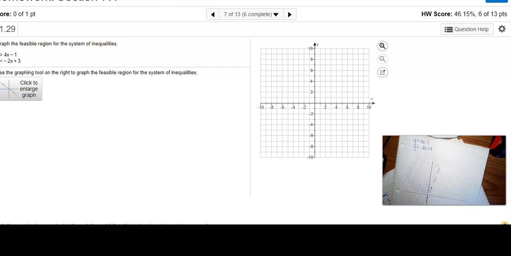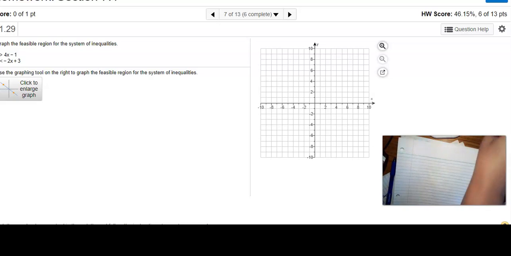I've got negative 2x plus 3. So I've got 1, 2, 3, and then my slope is negative 2. So negative 2, 1. And then I'm going to graph that one. And so it's dotted. I have this dotted line going through here, and it says y is less than that, so I'm going to shade everything under that. And now you can see that this area has been overlapped. So that's the feasible region. Whatever the overlap is, that's your feasible region.